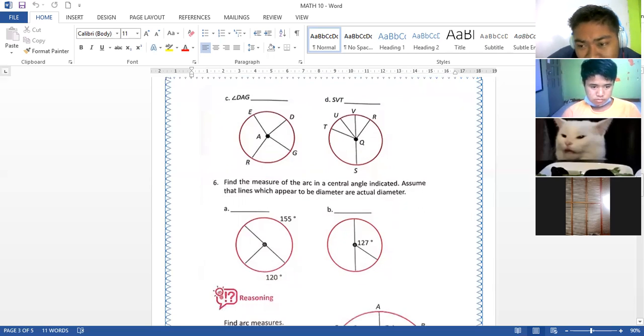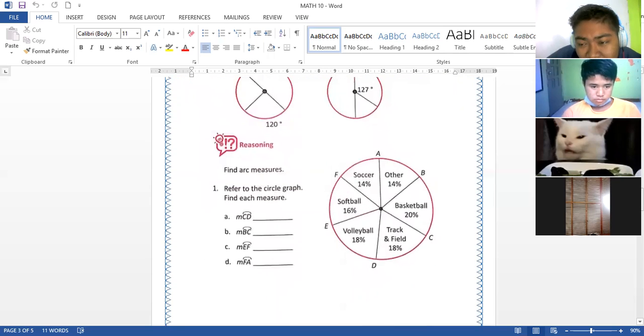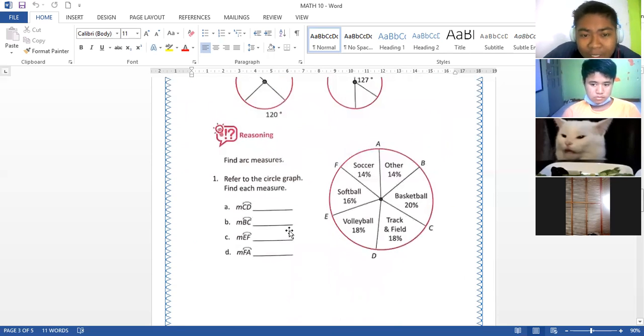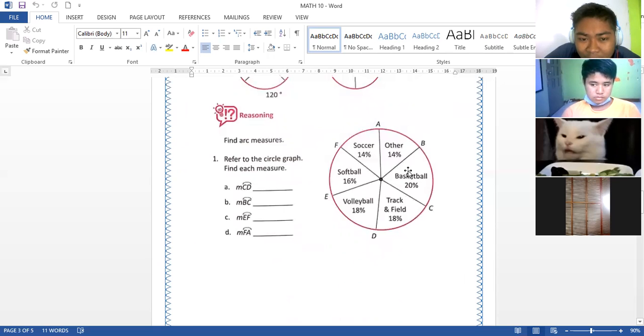Same process rin lang naman yan. So, reasoning tayo. So, last na ba to? Mayroon pa dulo. Madali na lang yan. Ito, reasoning tayo. Find arc measures. So, measure of arc CD. So, ilan yan? Ilang percent? Ganun lang to.